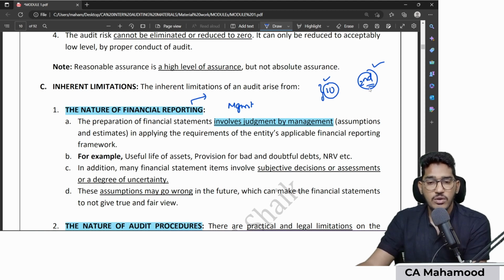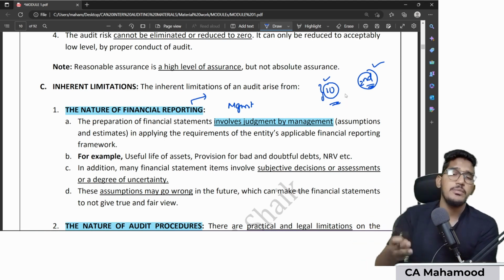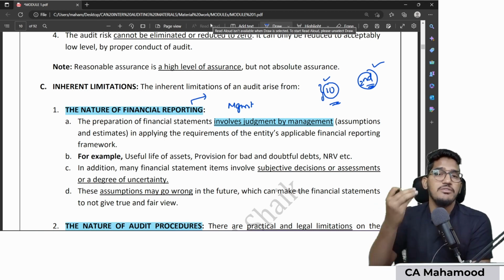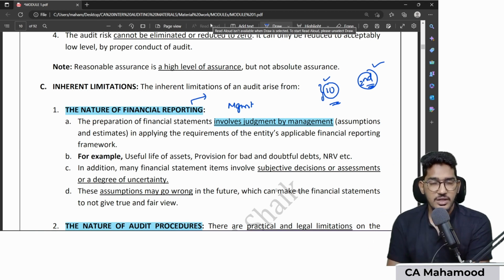If your assumption has gone wrong, financial statements also will go wrong. And if the financial statements have gone wrong, the opinion given by the auditor on those financial statements also will be wrong. But is it a mistake of the auditor? No, it is not a mistake of the auditor. This limitation is there with the financial reporting process itself. What is that limitation? Usage of assumptions and estimates.